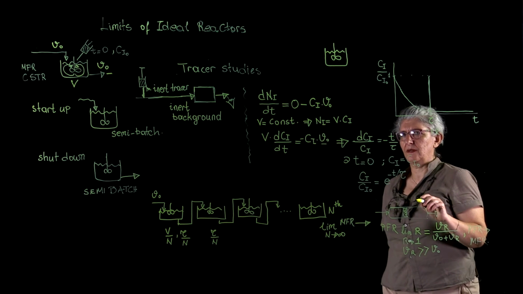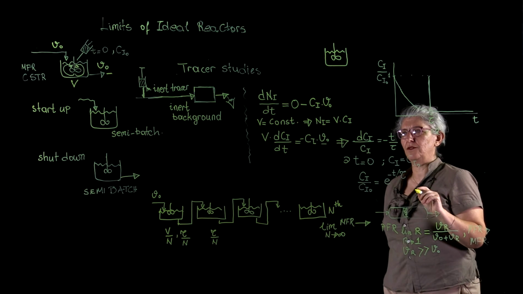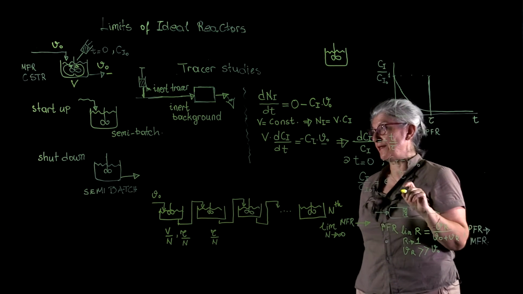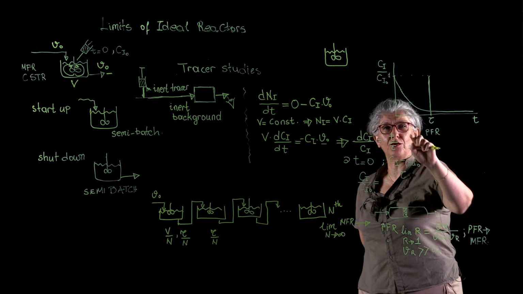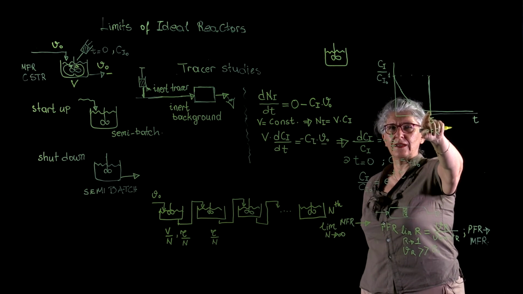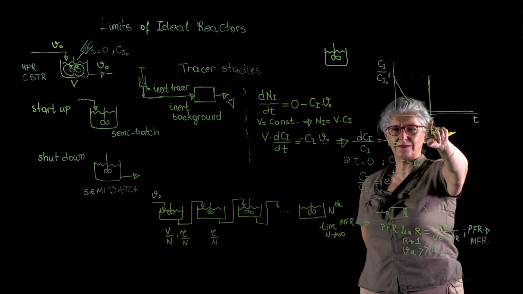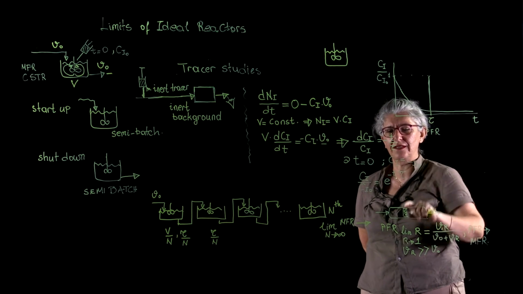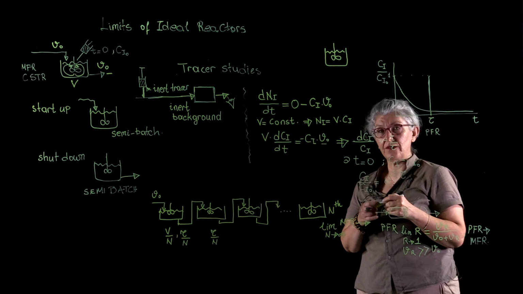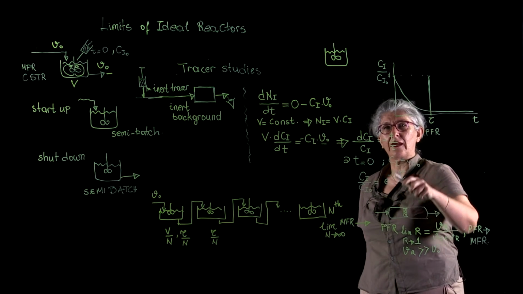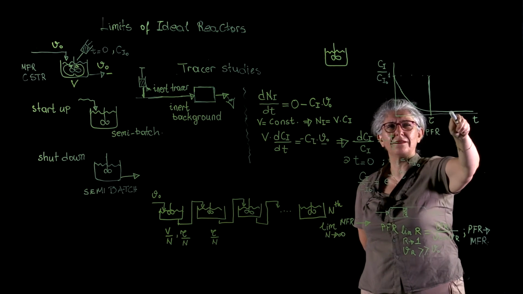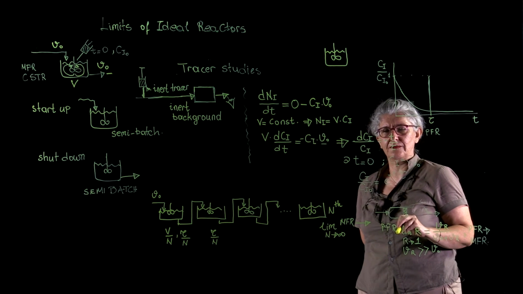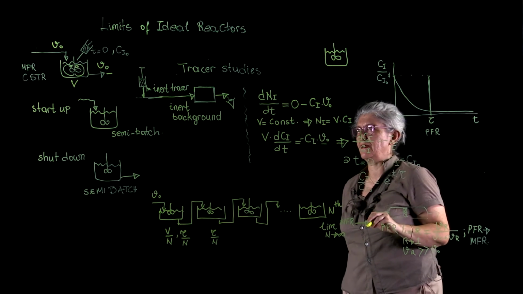So this is how we deduce whether we have a plug flow reactor or a CSTR. If you don't see any signal until a space-time t is equal to tau and we see a very sharp signal which dies immediately, that means we have a plug flow reactor. If we immediately see a signal which decays exponentially, then we have a CSTR.